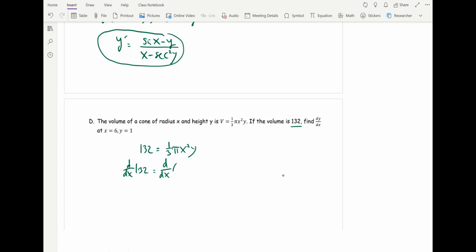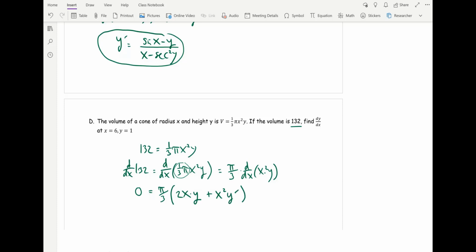So this isn't going to go away. 1/3 pi x squared y. Okay, d by dx of 132 is 0 because 132 is a constant. Now, for the next term, pi over 3 is a constant, so you can actually write this as pi over 3 times d by dx of x squared y. So I'm going to put a pi over 3 here, and then take the derivative of x squared y. We need to use the product rule. The derivative of x squared is 2x, and then I multiply by y, that's my f prime g, and then I add on x squared, that's my f, and my g prime is y prime.